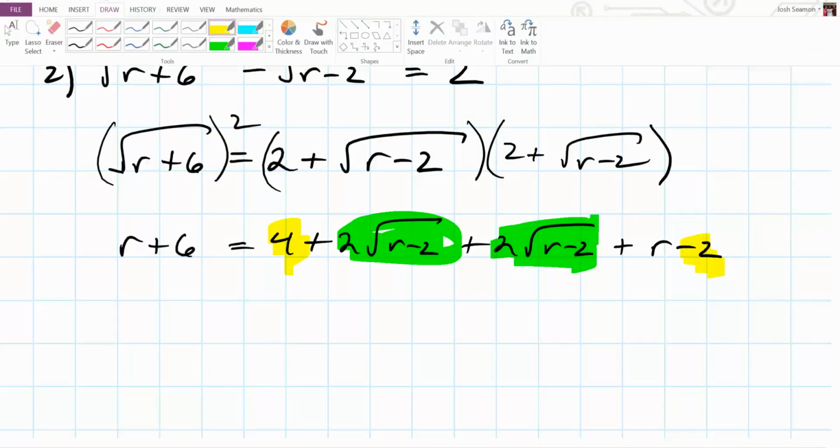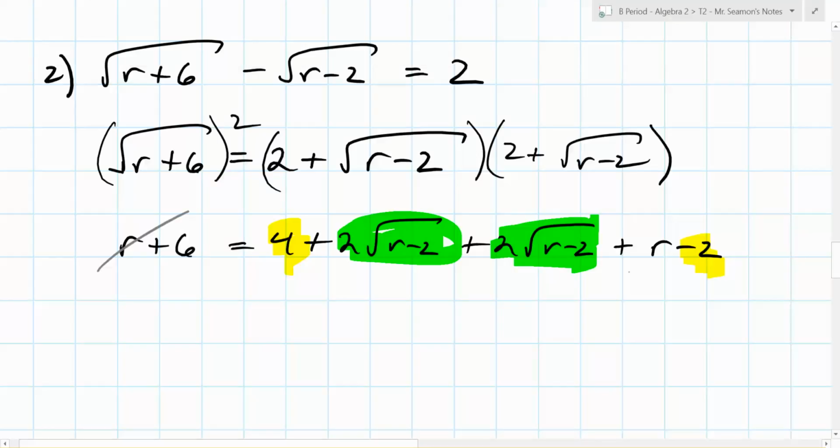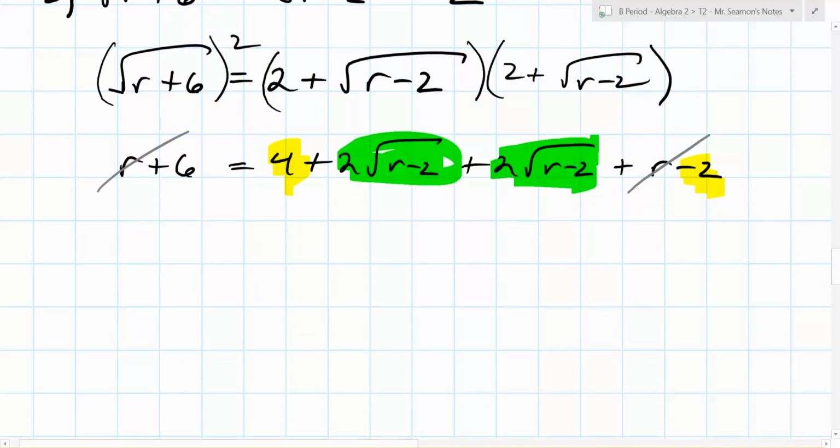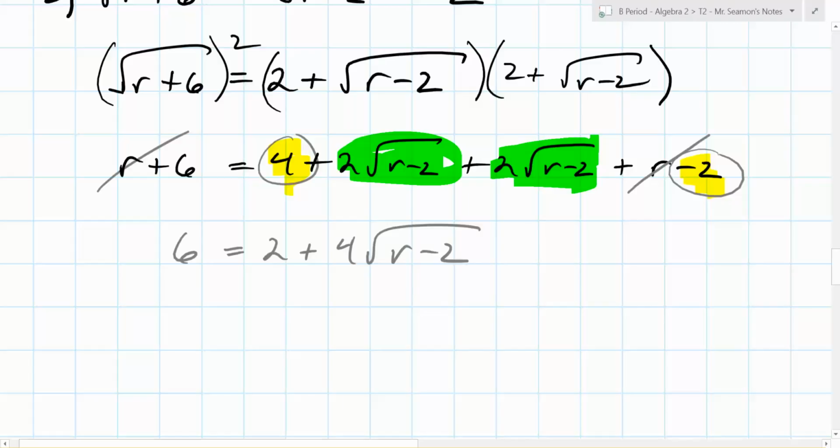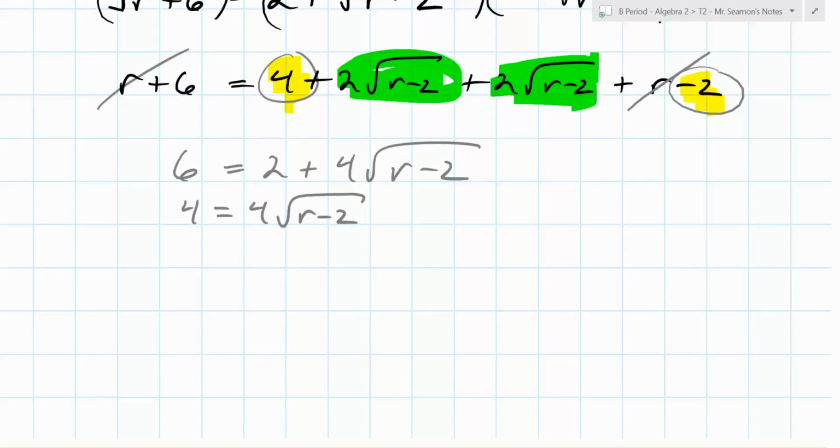And what can we subtract from both sides? 6. The r. So what do we end up with? 6 is equal to, what do we end up with? 2 plus 2 plus? 4 square root r minus 2. Yes, Gabby, very good. Now what do I subtract from both sides? 2. So I end up with 4 is equal to 4 square roots of, what can I divide both sides by? 1 is equal to the square root of r minus 2.